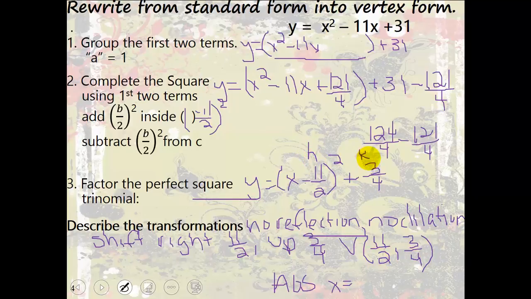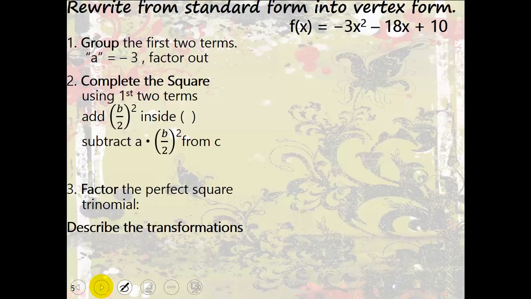So 11 halves. Okay, so I alluded to the fact, what do we do if we have a coefficient a that's not 1? So the first thing we're going to do is factor that out. So I'm going to get f of x, which is the same as y, and I'm just going to factor it out of my first two terms, and I'm going to show you why I can do that. I'm going to factor out a negative 3, so that gives me x squared plus 6x, and then I'm going to leave a space, and then I have 10 on the outside. Okay?